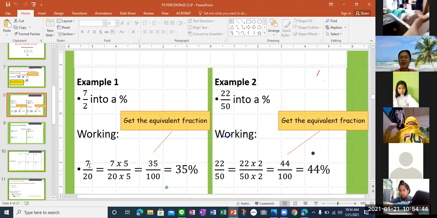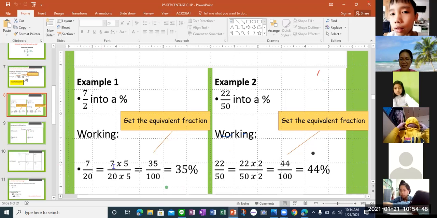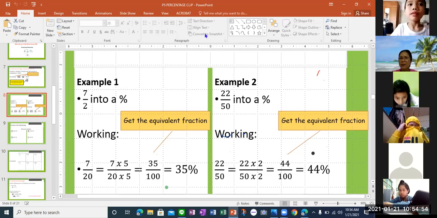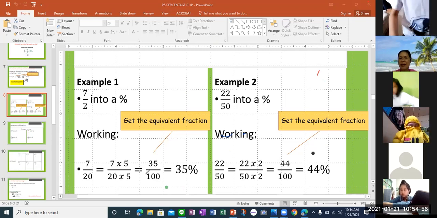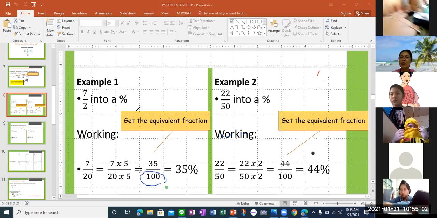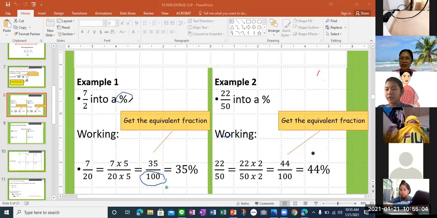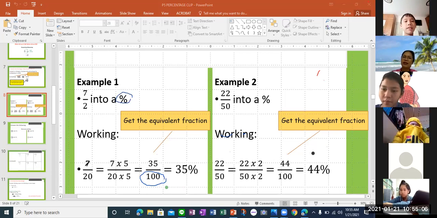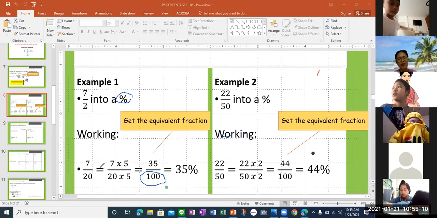Now here, you're going to think of a number to which you can multiply so that your denominator would be 100, because we say 100%, okay? So we're talking about 100% here. So what you're going to do, oh, I'm sorry, this should be 7/20th, sorry.